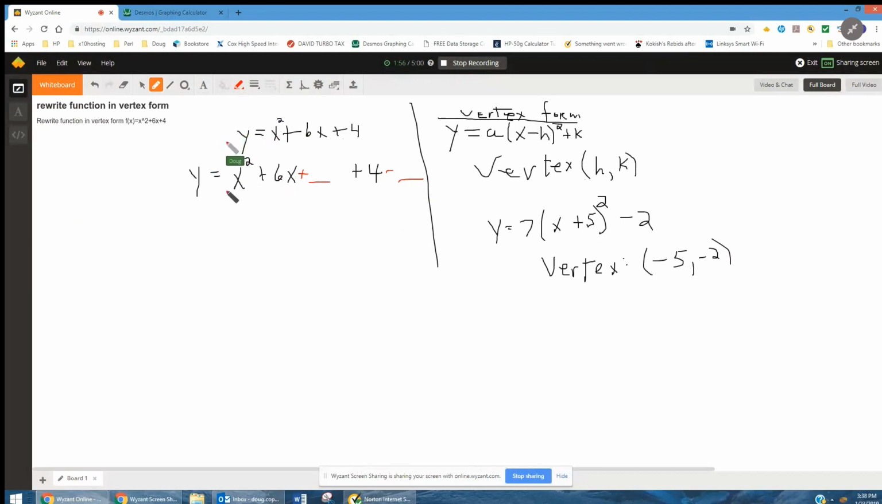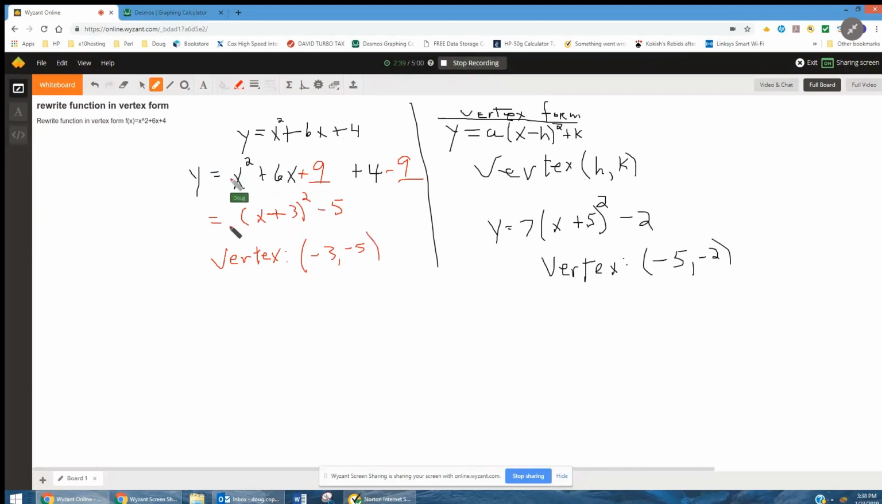How do you complete the square? When the leading coefficient is a 1, you take half of b, which in this case would be 3. 3 squared is 9. That makes this a perfect square trinomial. And if we add 9, we have to subtract 9. So y equals, now write this as x plus 3, the quantity squared, minus 5. And when it's written in that form, you can identify the vertex easily as negative 3, comma, minus 5.